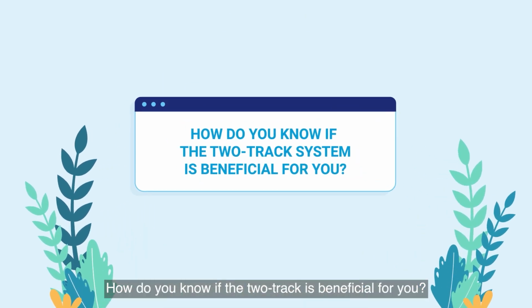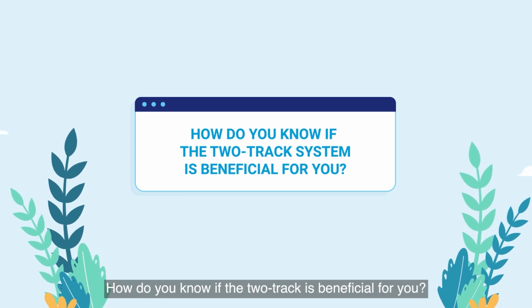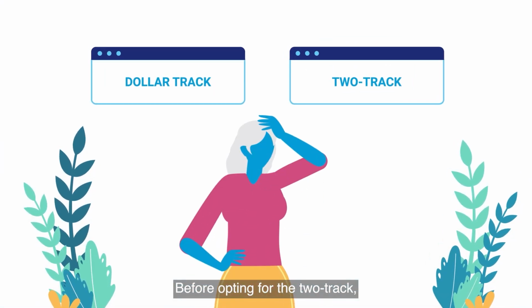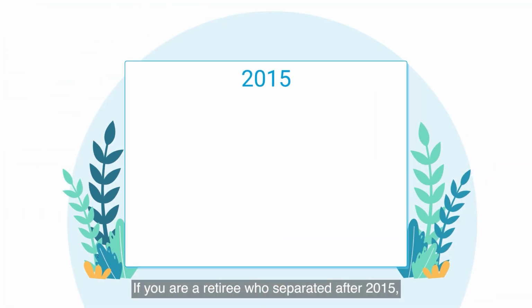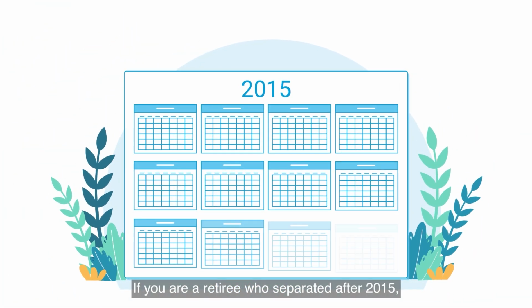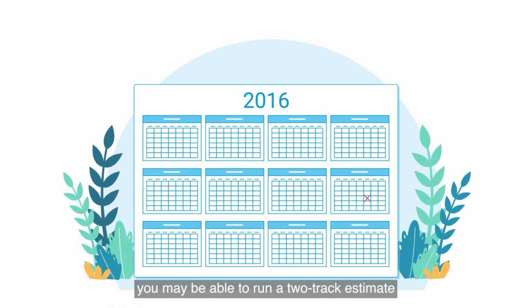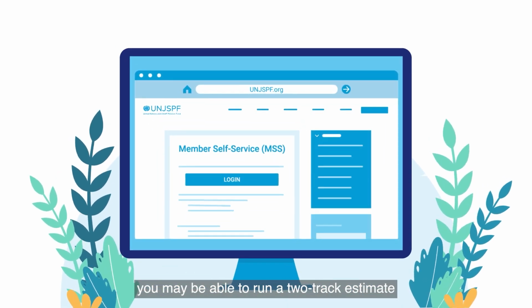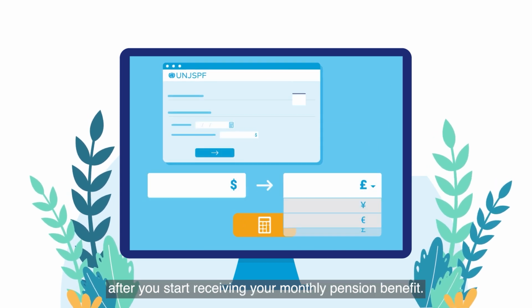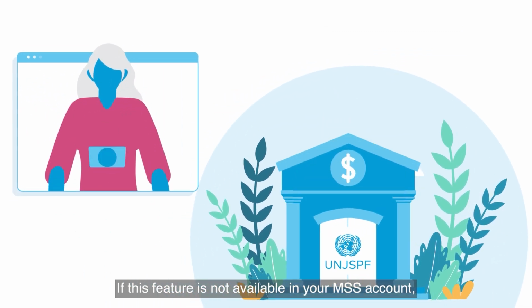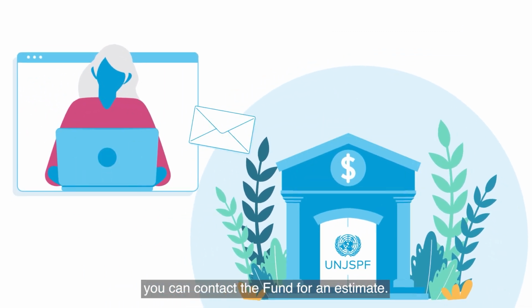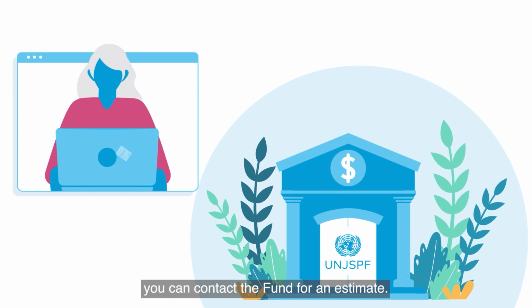How do you know if the two-track is beneficial for you? Before opting for the two-track, you should first review a two-track estimate. If you are a retiree who separated after 2015, you may be able to run a two-track estimate in your member self-service account after you start receiving your monthly pension benefit. If this feature is not available in your MSS account, you can contact the fund for an estimate.